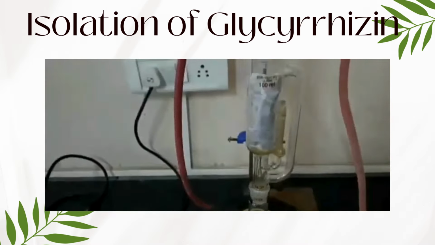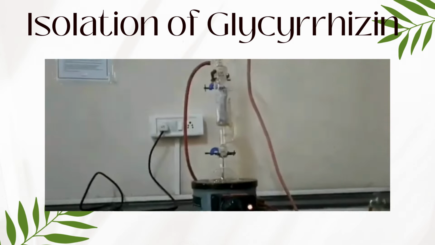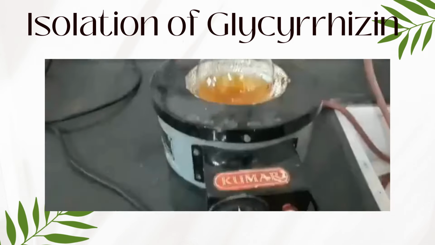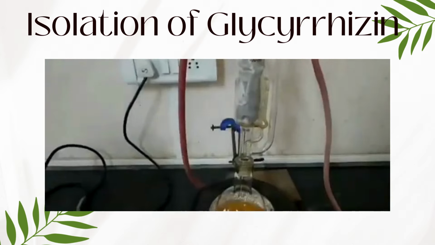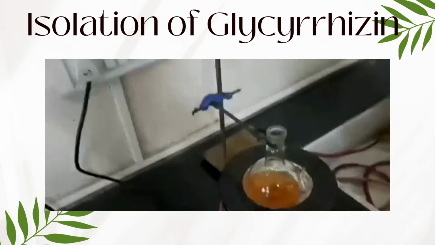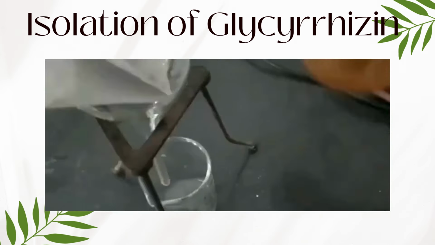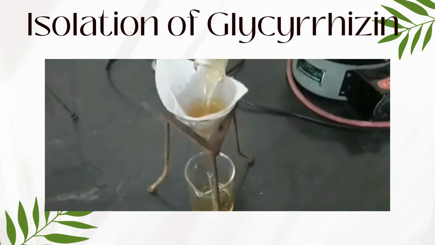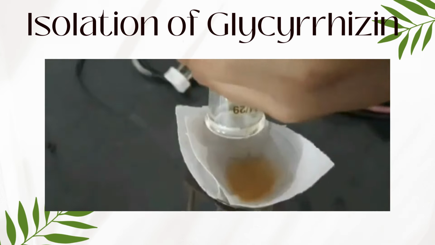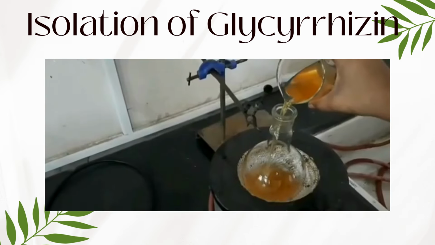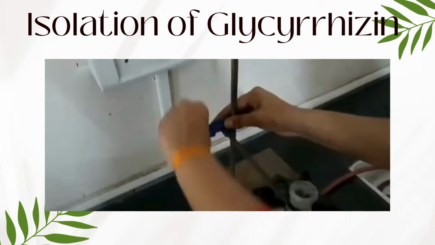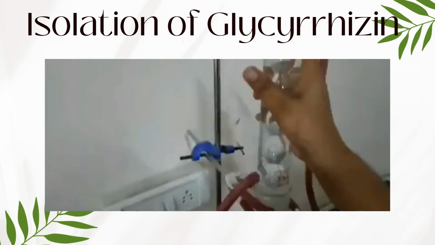Generally, water or alcohol is used for the extraction of glycyrrhizin, which is the main sweet principle of liquorice. The solvent passes repeatedly through the drug powder, dissolving the active constituents. The extract gets collected in the flask attached below. The process ensures complete extraction without wasting the solvent.